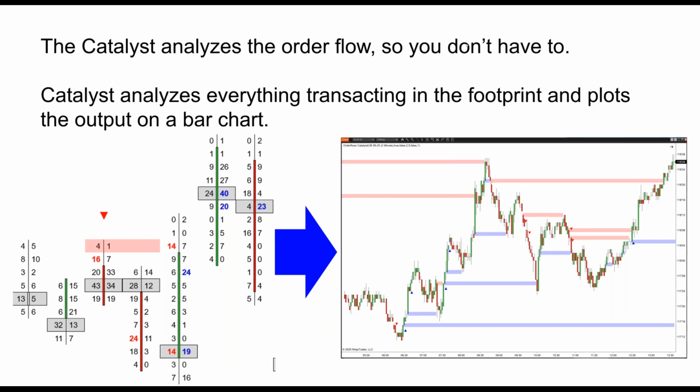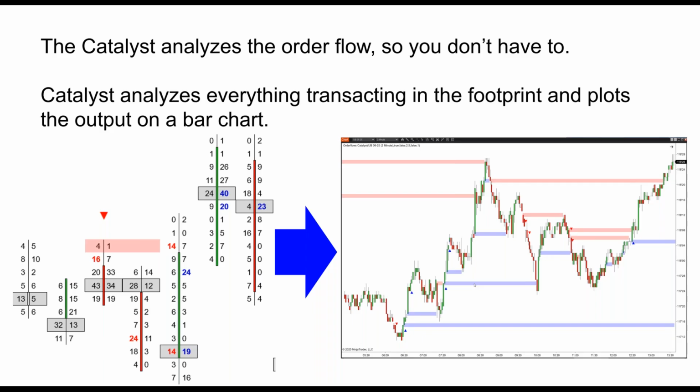Okay, what it does is it's programmed to analyze a footprint. It's like having a footprint chart running underneath your normal chart, and it's doing all the calculations, all the analysis on the back end. So it'll just plot on a normal candlestick chart. So that's why you could use it with a footprint chart. Of course you can, but if you're not interested in using it with a footprint chart and you already have a bar chart or candlestick chart that you use, you can plot it on there, right?